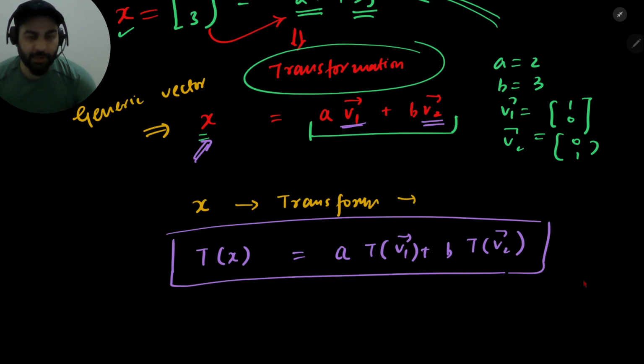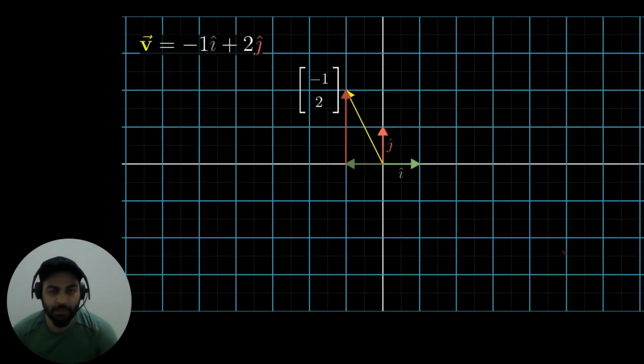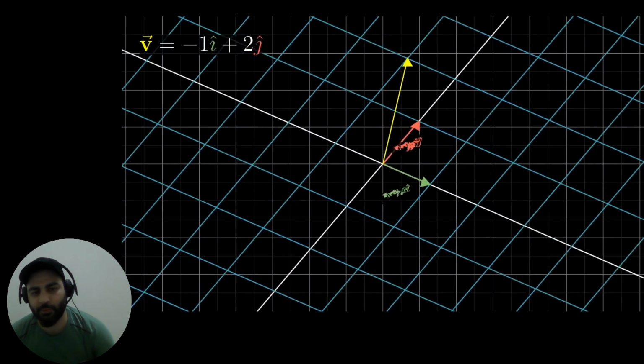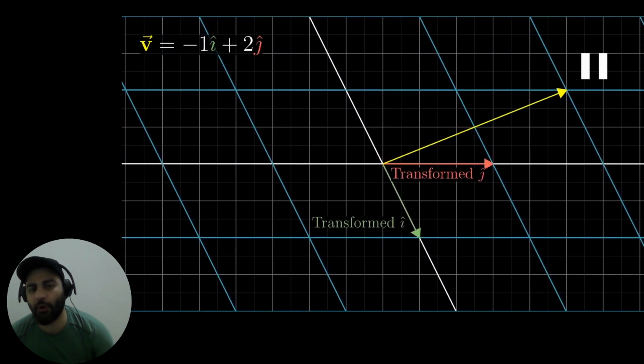If I again show you the animation, let's suppose we have this vector v that's (-1, 2). It can be written as minus 1 i hat plus 2 j hat. If you now have a transformation, let's suppose we'll just play a transformation like this. We transform the whole space. The only thing that you have to keep track of is this i hat and j hat.